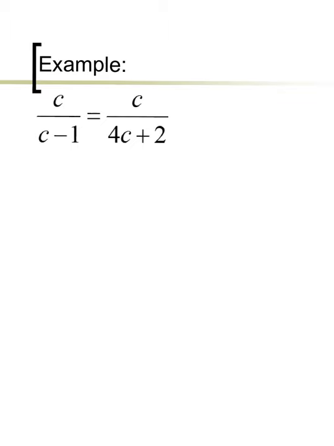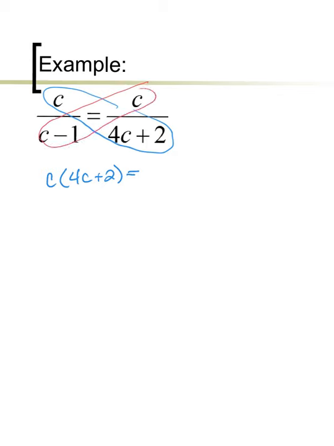And the last one, again, the first thing I'm going to do is cross multiply. Since I'm multiplying one term times 2 terms, I would write it out with the parentheses. Then we're going this way. So c times c minus 1. We're going to distribute. C times 4c is 4c squared. This becomes plus 2c. Here I get c squared minus 1c.